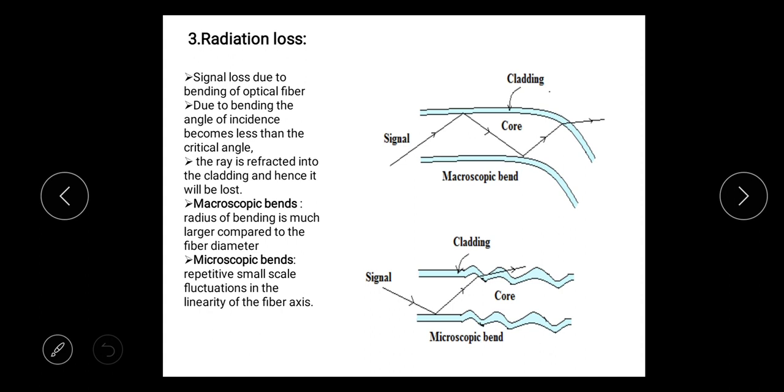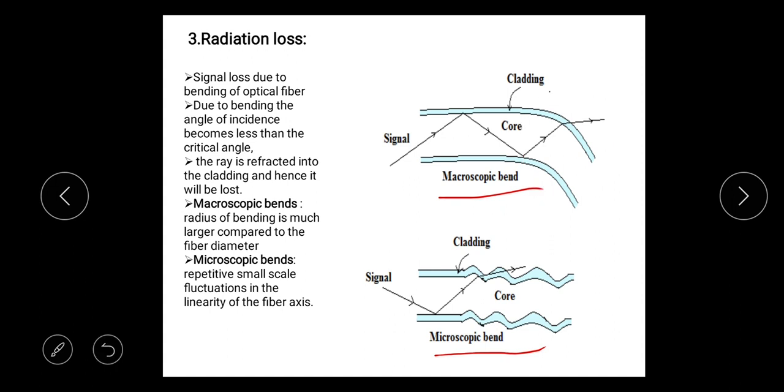Third one is radiation loss. Loss of signal due to bending of optical fiber is called radiation loss. There are two types of bends, macroscopic bends and microscopic bends. Macroscopic bend is shown here and microscopic bend is shown here. In macroscopic bends, the radius of bending is much larger compared to the fiber diameter. So here the radius of bending is large compared to the fiber diameter. Such bends are called macroscopic bends.